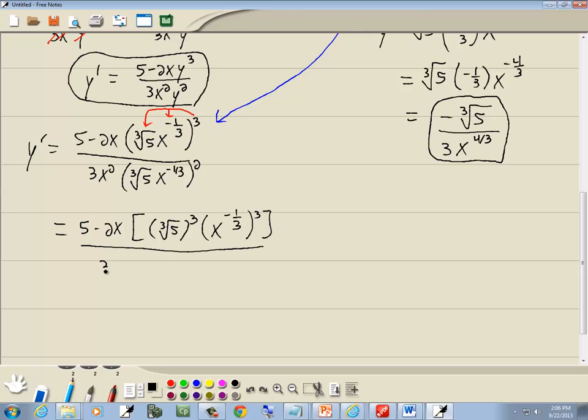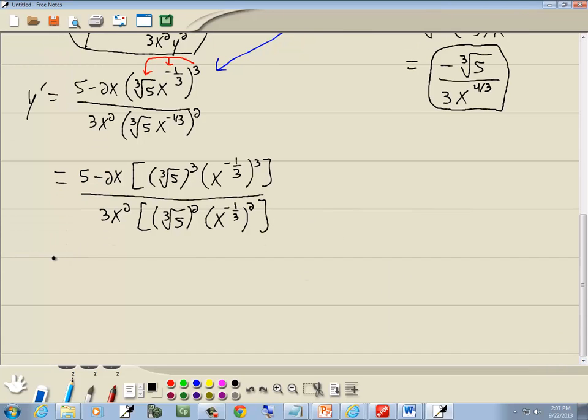Same thing down below, so this becomes 3x squared minus the cube root of 5 squared, and then we'll have x to the negative 1/3 squared. Okay, so we got 5 minus 2x. When your index matches the power you're raising to, they cancel each other out, so that leaves us 5. Here, when you raise one exponent to another exponent, you can multiply them together. 1/3 times 3 gives us 1, so that's negative 1. So this is x to the negative 1.